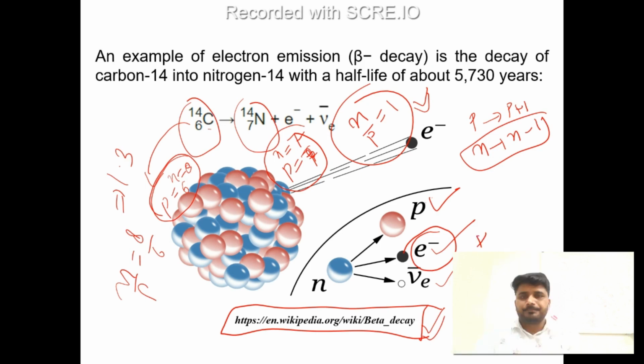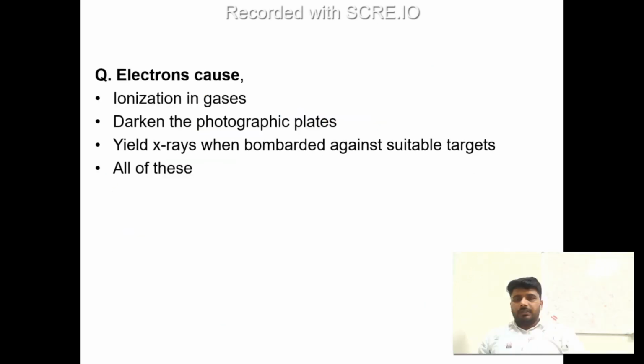So this is also a question based on the property of electrons. Electrons cause, first, ionization in gases, second, darkening of photographic plates, and third, yield X-rays when bombarded against suitable targets. And the last one is all of these.